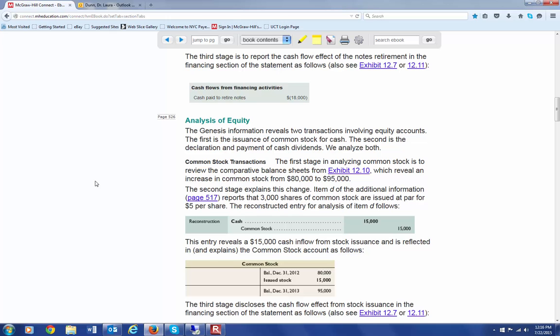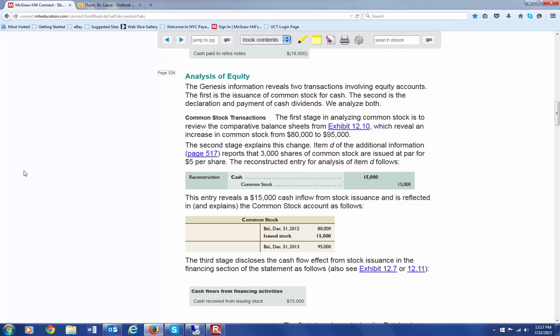Then we have to look at equity accounts. That was looking at the liability accounts. Now we have to look at equity to see if there are any cash flow issues. We had two transactions involving equity accounts. The first is that we issued common stock for cash, so we brought cash in by issuing common stock. The second is we declared and paid a cash dividend, so this is cash going out. In this first entry, $15,000 came in for cash, and the credit goes to common stock for $15,000. So that would be a $15,000 cash inflow.